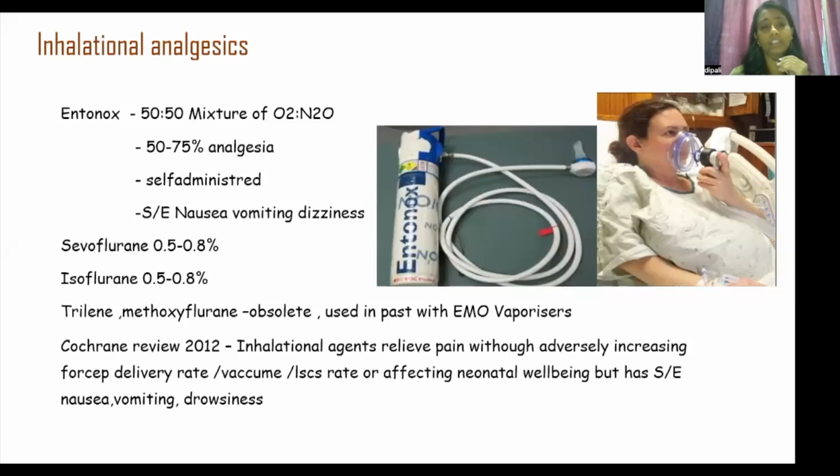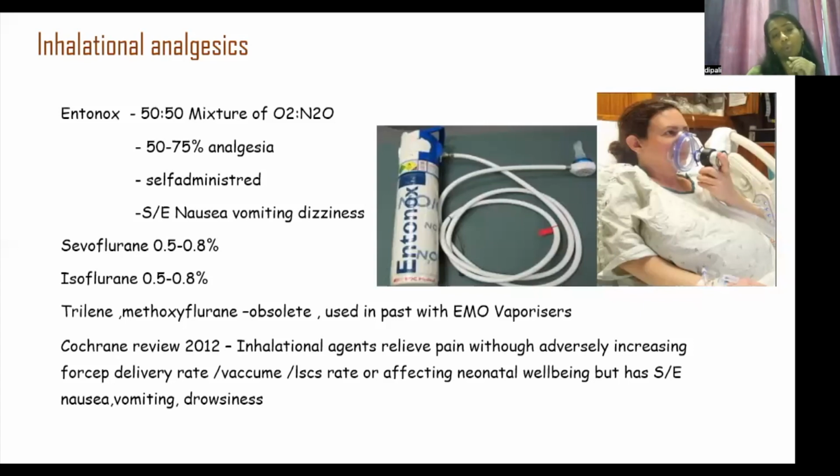The advantage is that it is a good analgesic and can be administered by the parturient, but the disadvantage is that it causes nausea, vomiting, and dizziness. Other agents that are used, like sevoflurane and isoflurane at a dose of 0.5 to 0.8%, trilene and methoxyflurane, are obsolete now.